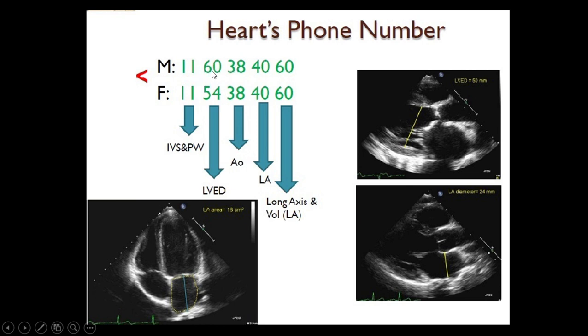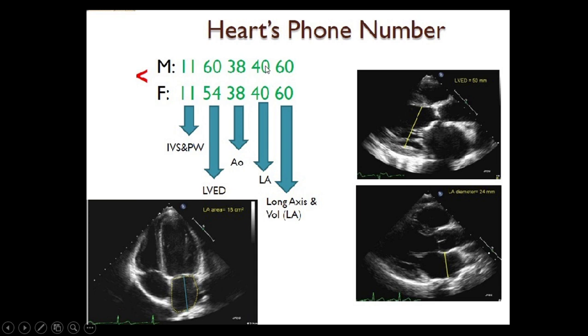For left ventricular end-diastolic diameter, for men it should be less than 60 millimeters. For women it should be less than 54 millimeters. Aortic dimension at any spot shouldn't be more than 38 millimeters. Some places take it as 40 millimeters. It depends on which center and which doctor you work with, but the standard is 38. If the aortic root is over 38 millimeters, it is abnormal and dilated.